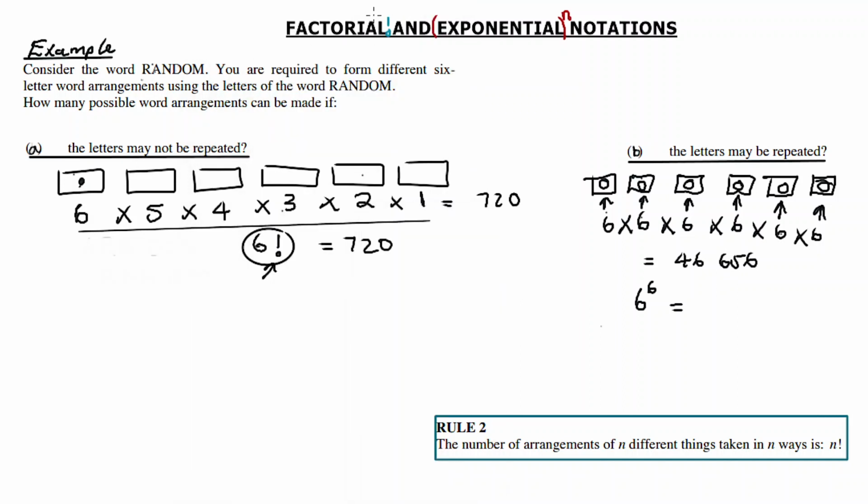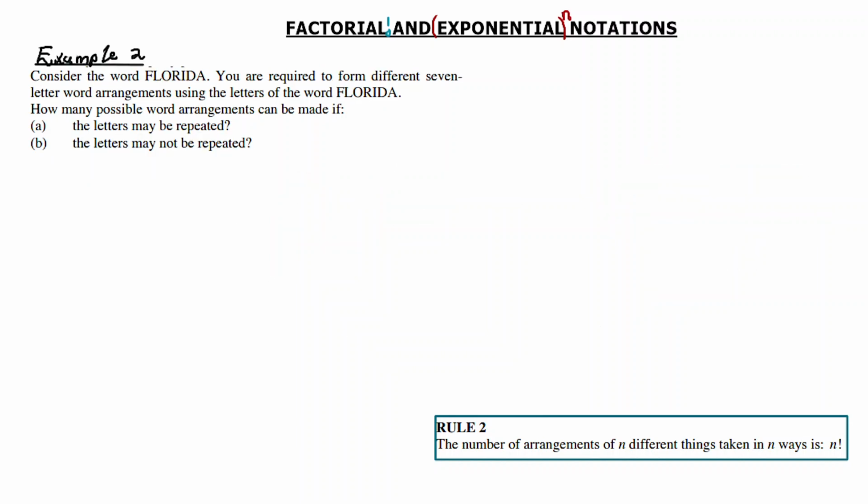So factorial and exponential notations yiko ke lo. So but rule number 2 ukhipwa yini i-factorial, right? Rule number 2 we involve the factorial. Let's take one more example. Now example number 2, but consider the word Florida. You are required to form different 7-letter word arrangements using the letters of the word Florida. How many possible word arrangements can be made if the letters may be repeated?